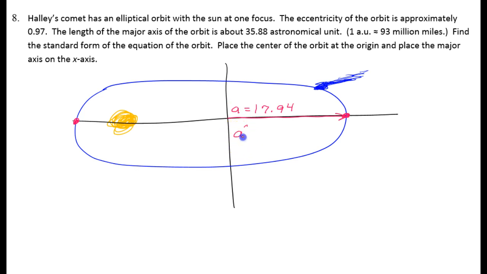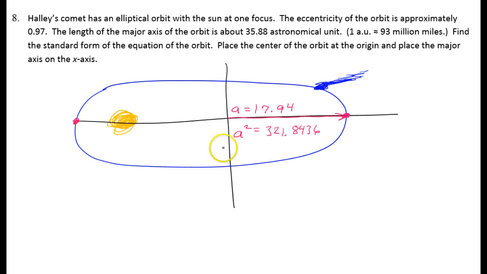So what about A squared? Because that's a thing that I'm going to need. A squared, let's see, I'm just going to take this and I'm going to square it. All right, A squared is 321.8436. Probably could round this, but for now I'm just going to leave it. So I've got A squared.